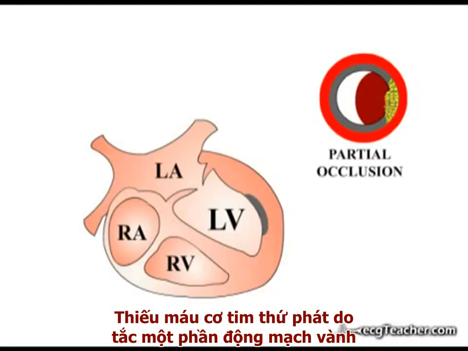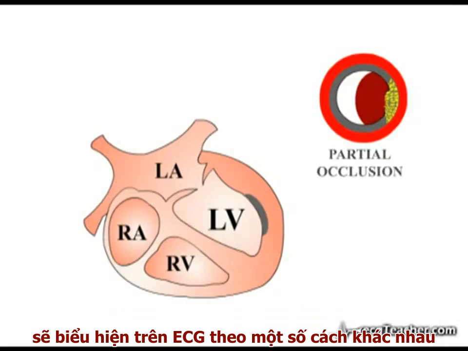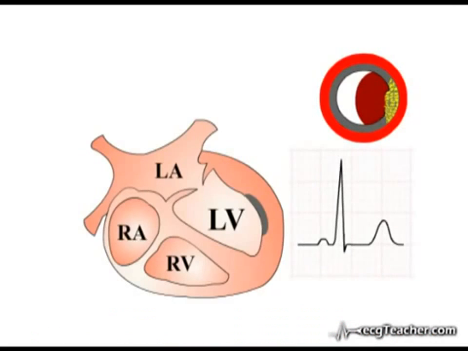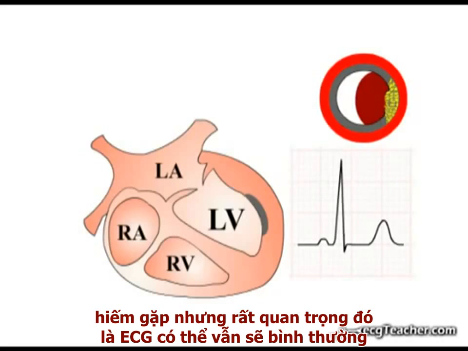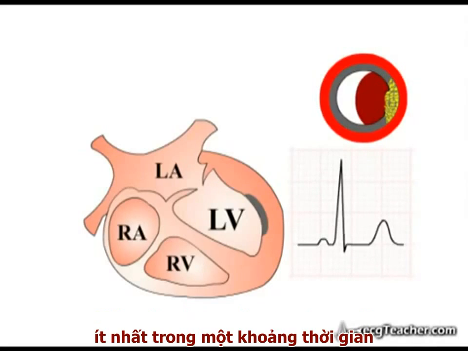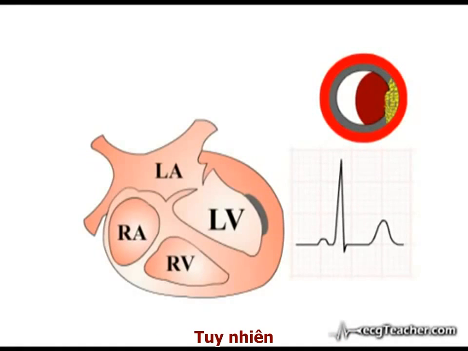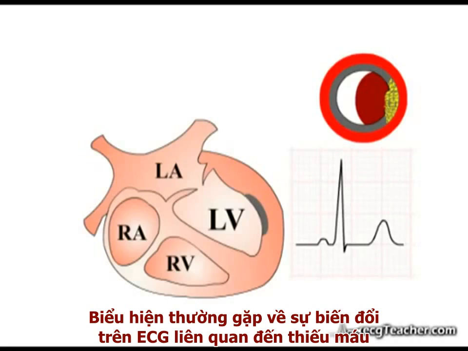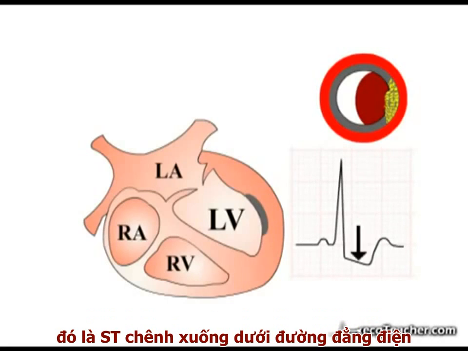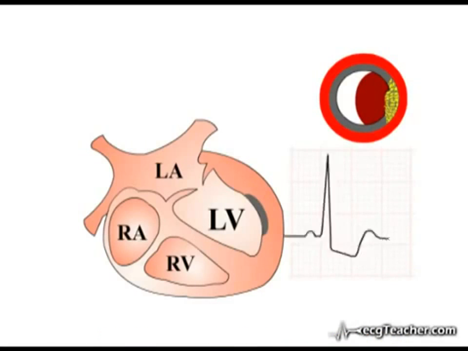Myocardial ischemia secondary to partial occlusion of a coronary arterial vessel manifests on the ECG in a number of different ways. Rarely, but importantly, the ECG may remain normal, at least for a time. However, the classical ECG abnormalities associated with ischemia are depression of the ST segment below the isoelectric line. This is the most common finding.